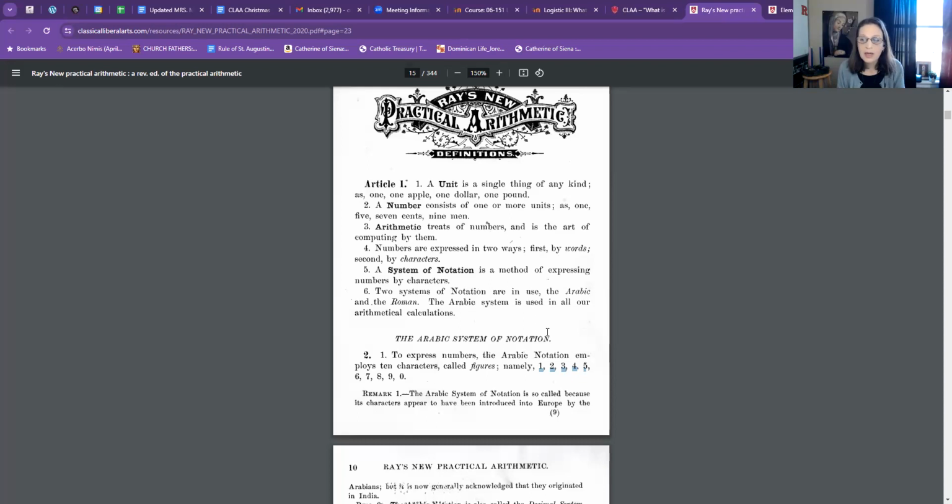Okay. So the next thing we're going to learn about is called a system of notation. Now, a system of notation is a method of expressing numbers by characters. Okay. Good, Regina. Good. First by words, then by characters. So a system of notation is a method of expressing numbers by characters. So this is how we express them, not by the words, but by characters. So in our language, this is how we write our numbers, right? We write the symbol for 1, this symbol for 2, the symbol for 3, this one for 4, 5, 6, 7, 8, 9, and 0. So a system of notation is a method of expressing numbers by characters.